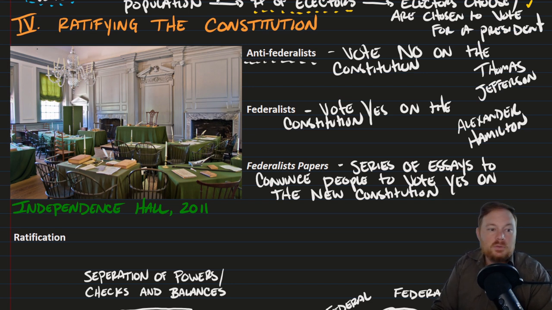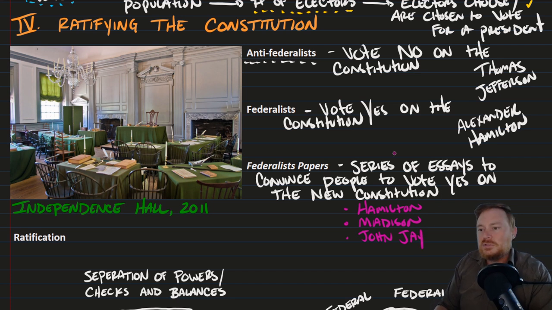And the primary authors that we typically credit are Alexander Hamilton, who we mentioned earlier, James Madison, and a somewhat lesser known figure, John Jay. These were the authors of the Federalist Papers. And one thing that makes the Federalist Papers interesting is that yes, they're designed to try and get people to vote yes. So there is a purpose behind them.